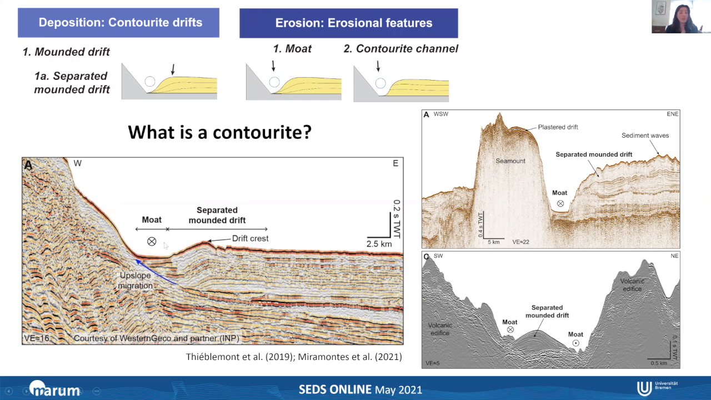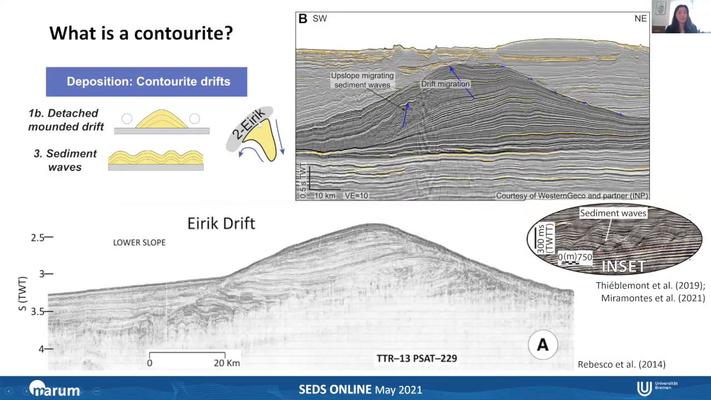So we can have moats or channels, and the difference is mainly that in a contourite channel it is more erosive and we have more truncations. So it's not only dominated by erosion, it can also be non-deposition in this environment. Then we can have other types of very large deposits that can be detached mounded drifts.